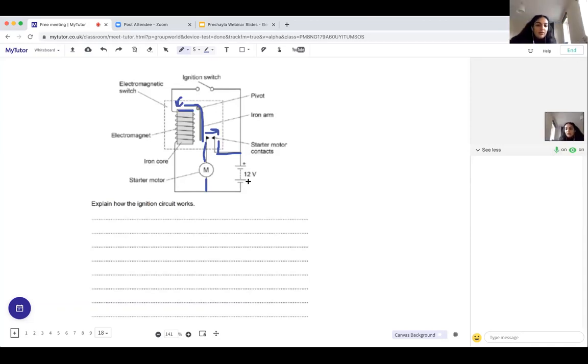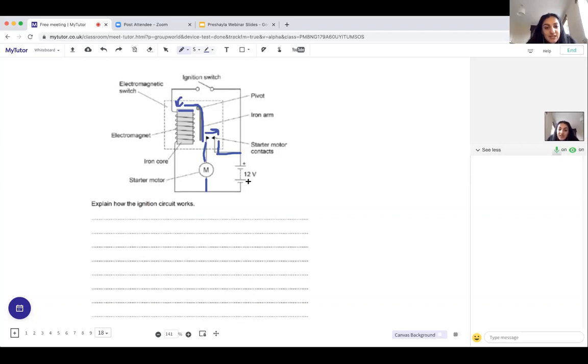So because those contacts come together, that mini circuit is completed. Okay, so those touch and the starter motor therefore gets the current flowing through it. And if the current goes through, the motor is allowed to turn. And that's how this circuit works.